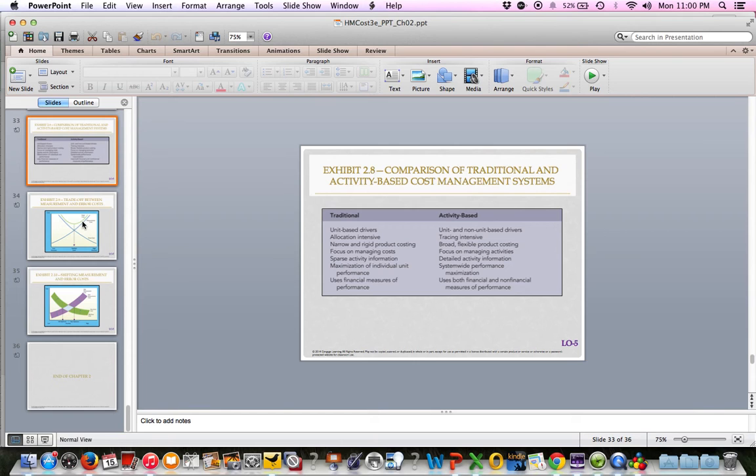Activity-based is more focused on drivers, not necessarily unit-based. It's very tracing intensive as opposed to allocation intensive. It's very broad and flexible. It focuses more on managing activities versus managing cost. It's very detailed, and it uses both financial and non-financial information. Now, when we issue an income statement to the outside world, it cannot use activity-based costing, so it's more internal only. Again, we'll get into more details about it later on.